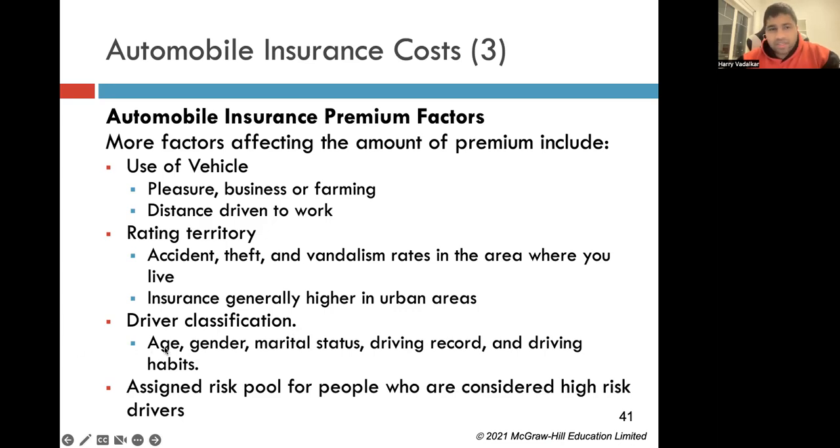Driver classification: age, gender also determine insurance. Females have a lower insurance cost in auto and life than males. Males have a statistically higher probability of getting into accidents, so that's the reason. Females generally have a lower insurance premium. Age, gender, marital status, driving records, and driving habits determine your insurance. Assigned risk pool: people who are considered high risk drivers.